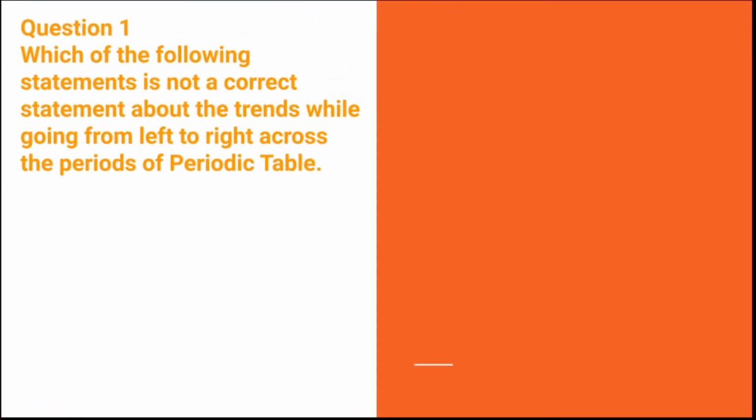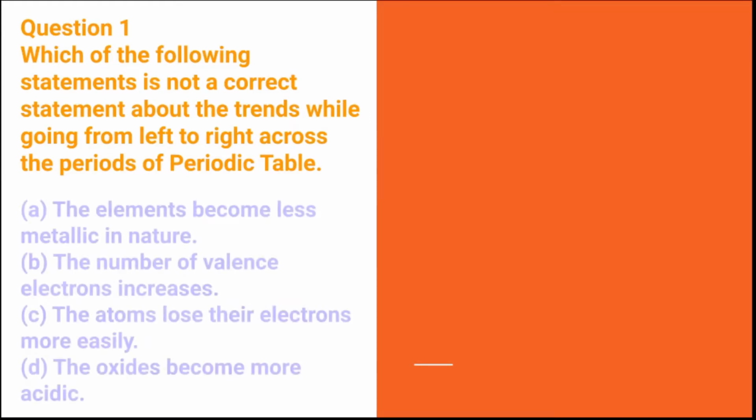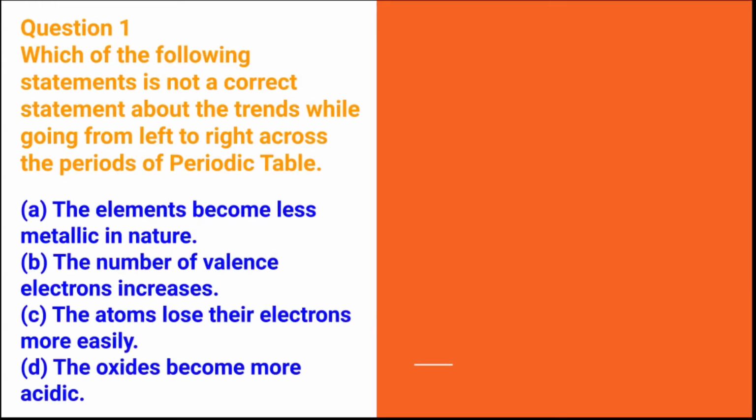First question: which of the following statements is not a correct statement about the trends while going from left to right across the periods of the periodic table? Here are the options. A, the elements become less metallic in nature. B, the number of valence electrons increases. C, the atoms lose their electrons more easily. D, the oxides become more acidic.